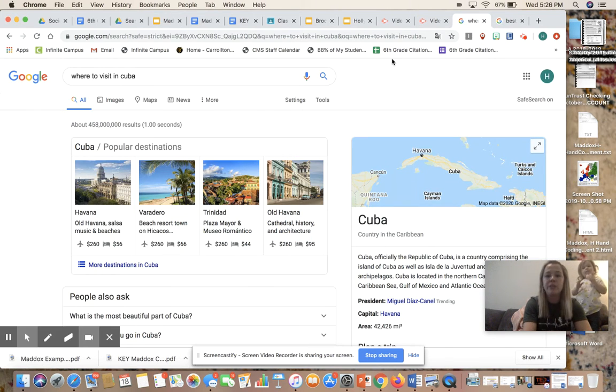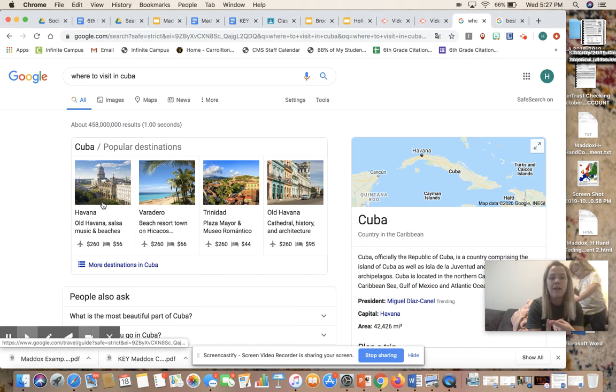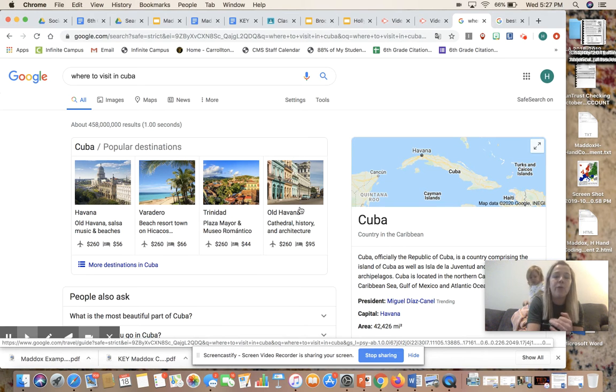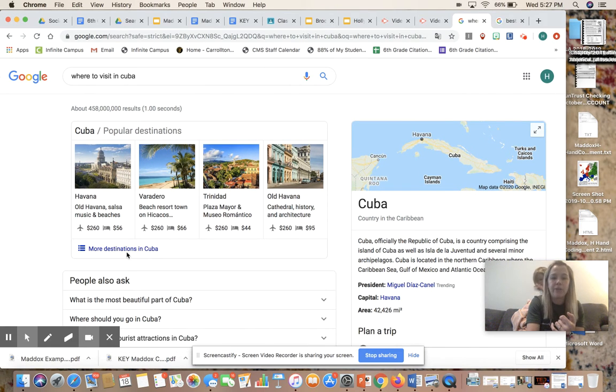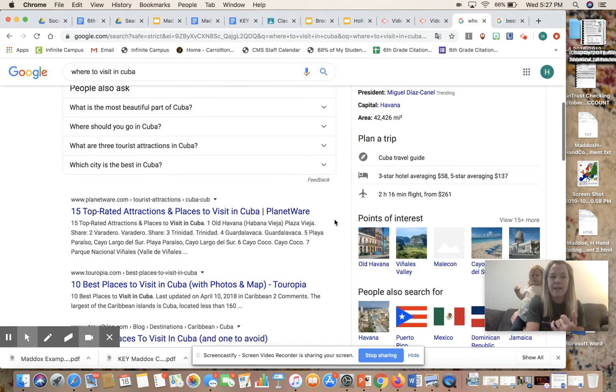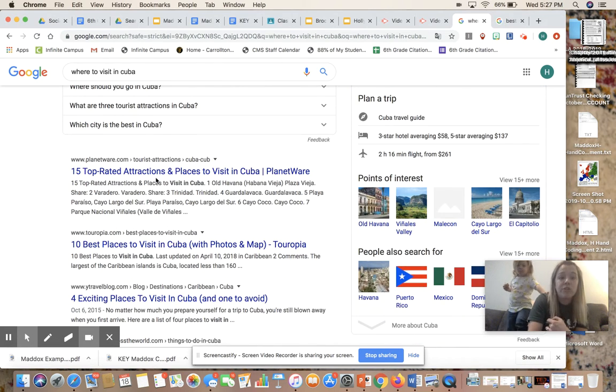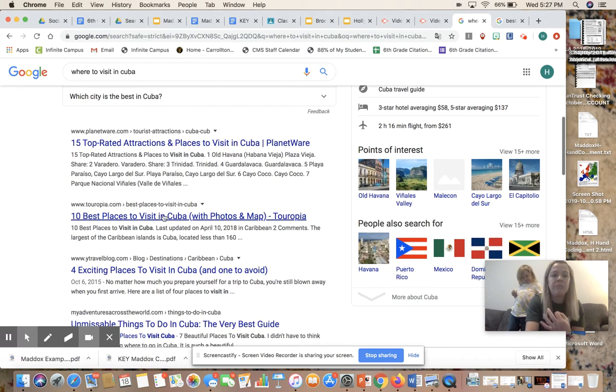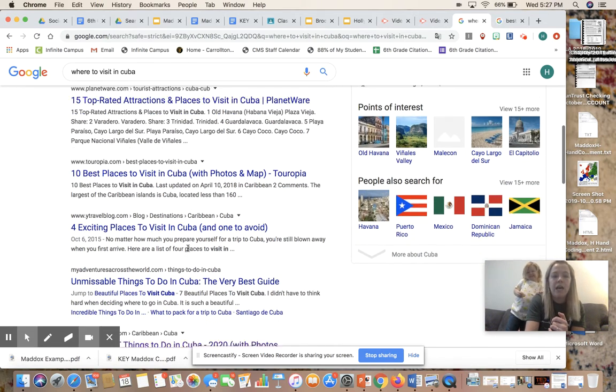I did a Google search and then I used kind of what I know about reliable sources to not just rely on anything and kind of do my research. But I did find out that there's popular destinations in Cuba like Havana, another beach town here, Trinidad, Old Havana, and I can look at more destinations. I can see it on a map, and then 15 top rated attractions, 10 best places.